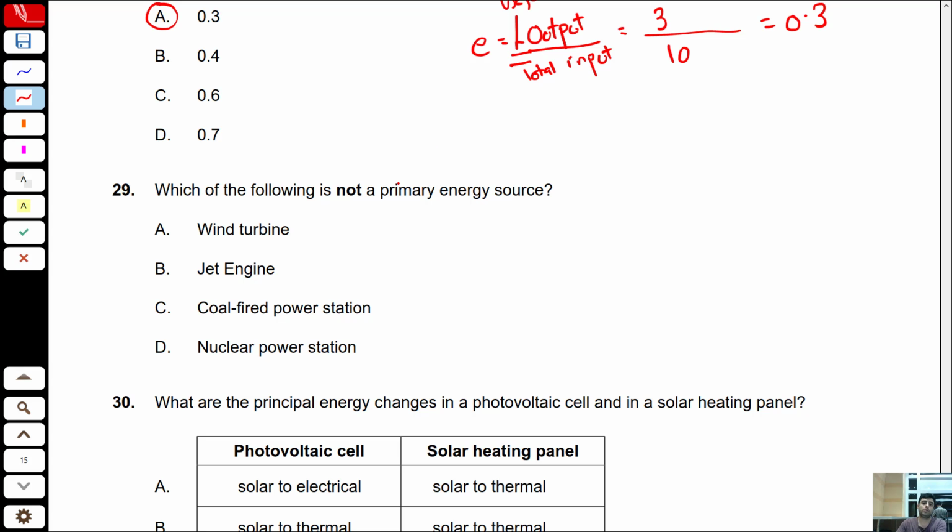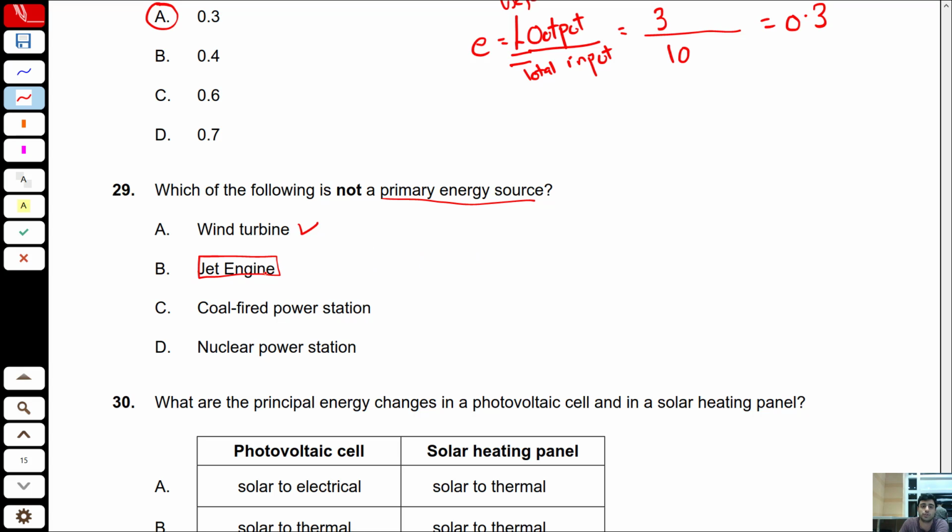Which of the following is not a primary energy source? A wind turbine is a primary energy source because it can provide energy to a large residential area. A coal-fired power station can also provide energy to large residential areas, and so can a nuclear power station. But a jet engine is only used to power the plane, and it only lasts for a short period of time, maybe a flight of 8 hours. It can only last as long as there is fuel, and the fuel will burn out within 8 hours of flight time.